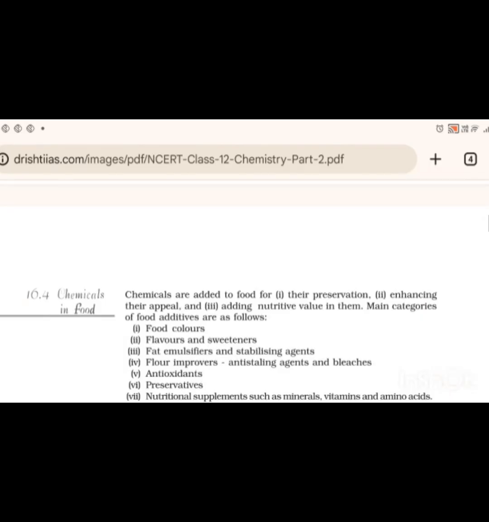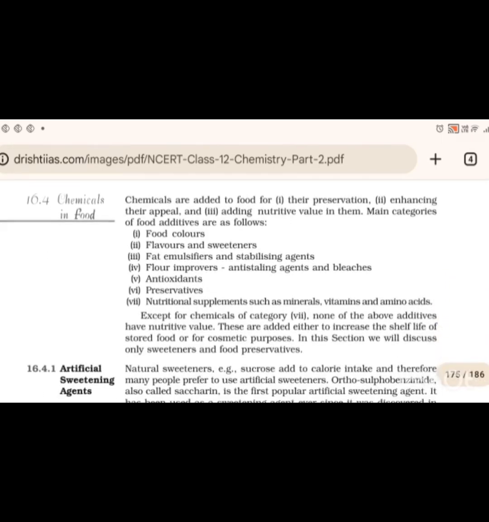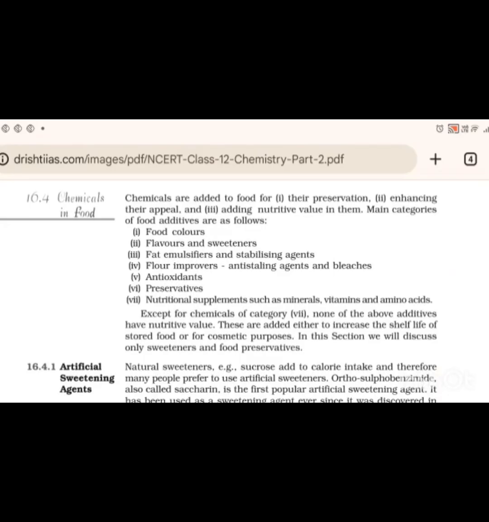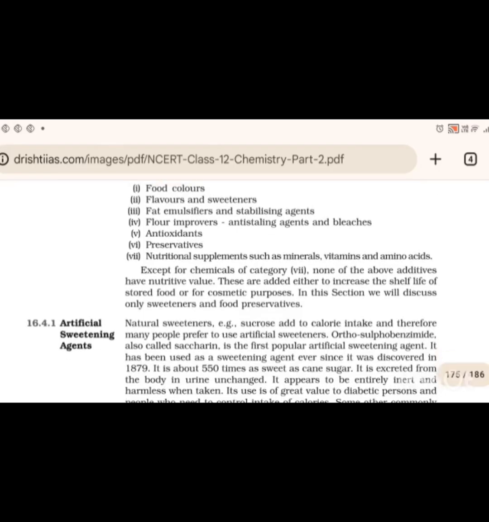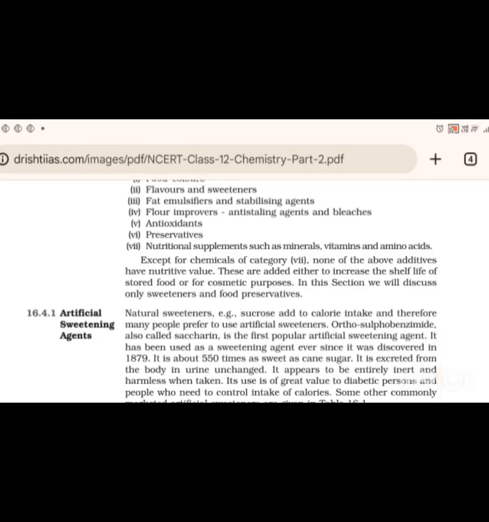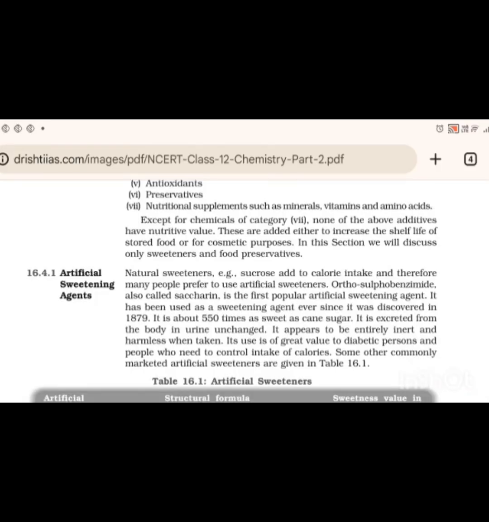Chemicals in food. Chemicals are added to food for preservation, enhancing their appeal and adding nutritive value to them. Main categories of food additives are food colors, flavors, sweeteners, fat emulsifiers and stabilizing agents, flour improvers, antioxidants, preservatives, and nutritional supplements such as minerals, vitamins and amino acids. Except for chemicals of the category nutritional supplements, none of the above additives have nutritive value. These are added either to increase the shelf life of stored food or for cosmetic purposes. In this section, we will discuss only sweeteners and food preservatives.